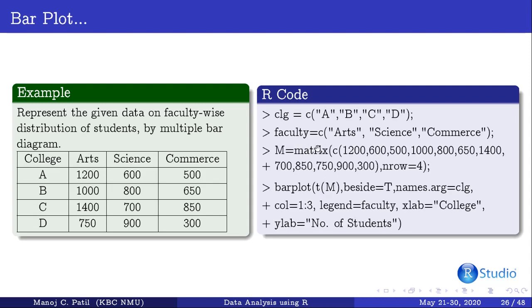We have already gone through the command of matrix. Matrix is equal to c. We need data. So 1200, 600, 500. Row wise, I have stored all the values. Number of rows is equal to 4. Okay. Barplot that matrix. Okay. Name arguments.